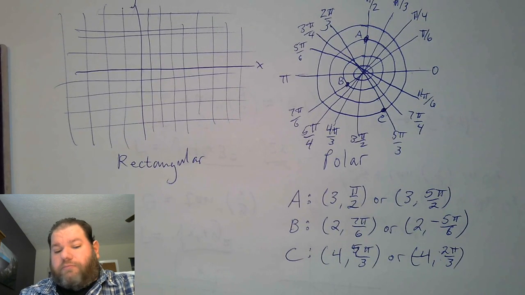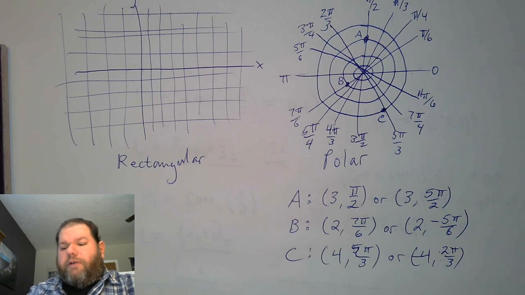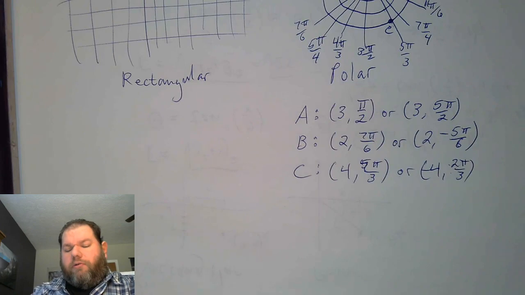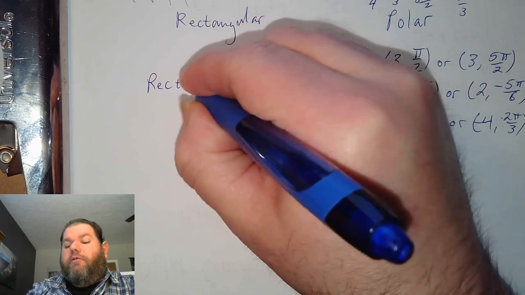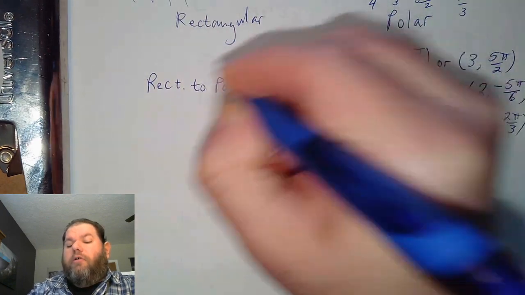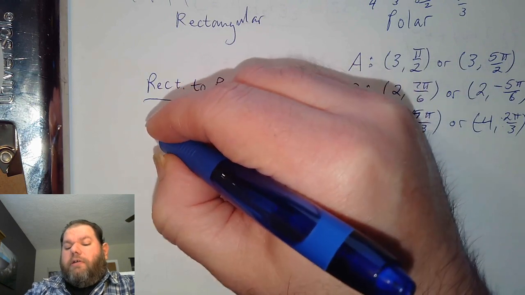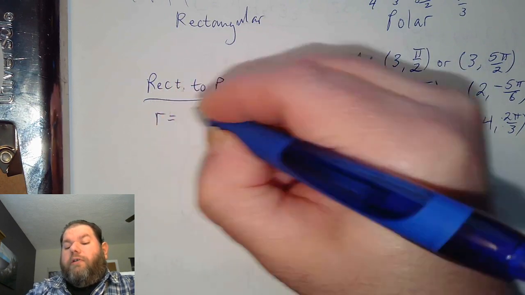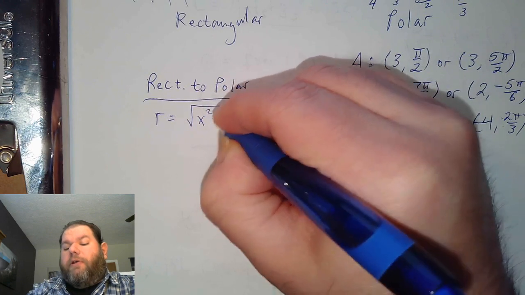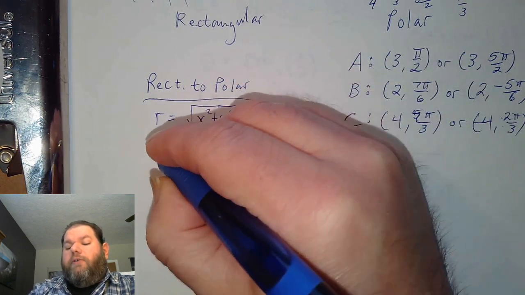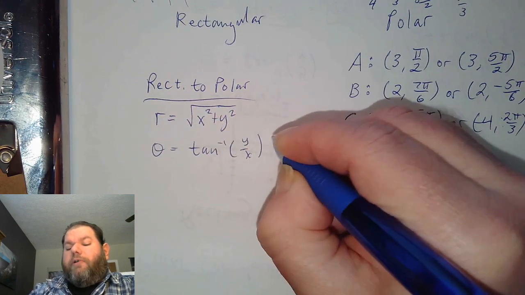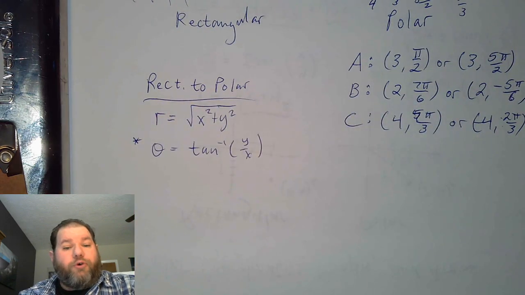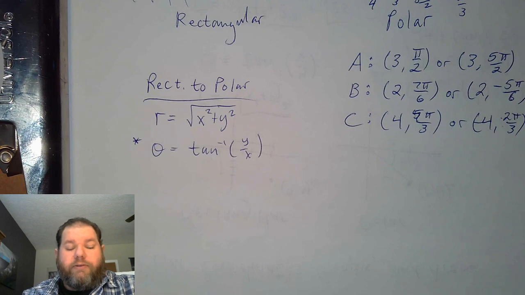So that's graphing, and that's how we convert. Now, we talked about conversion from rectangular to polar. We said that r is the square root of x squared plus y squared, and theta is the inverse tangent of y over x. I'll put an asterisk there because it's a little more than that, depending on which quadrant theta is going to be in. But that's roughly what's happening.